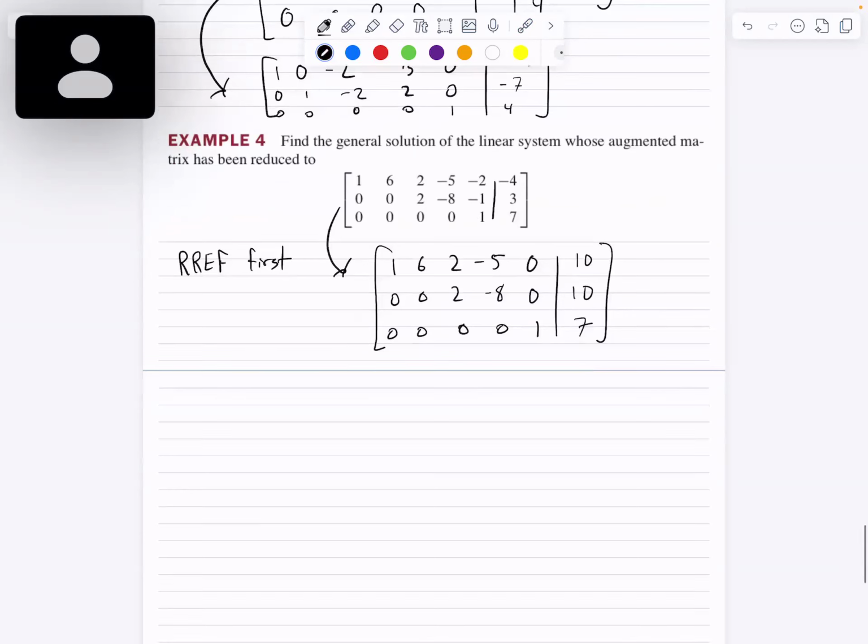That's almost reduced row echelon form. The final step would be to make this a 1 to eliminate that. But actually, I can just add it first and then rescale it because it already is so close. And so let me just add it.